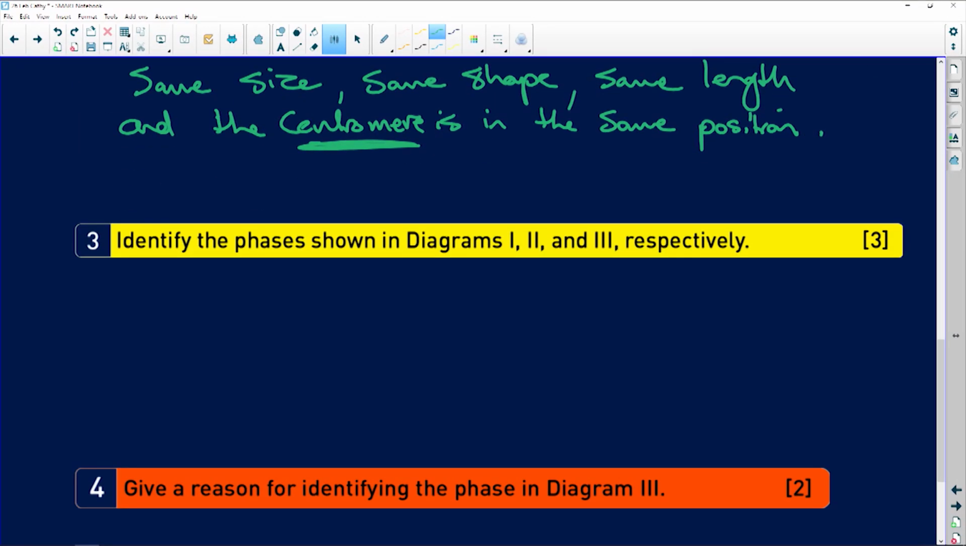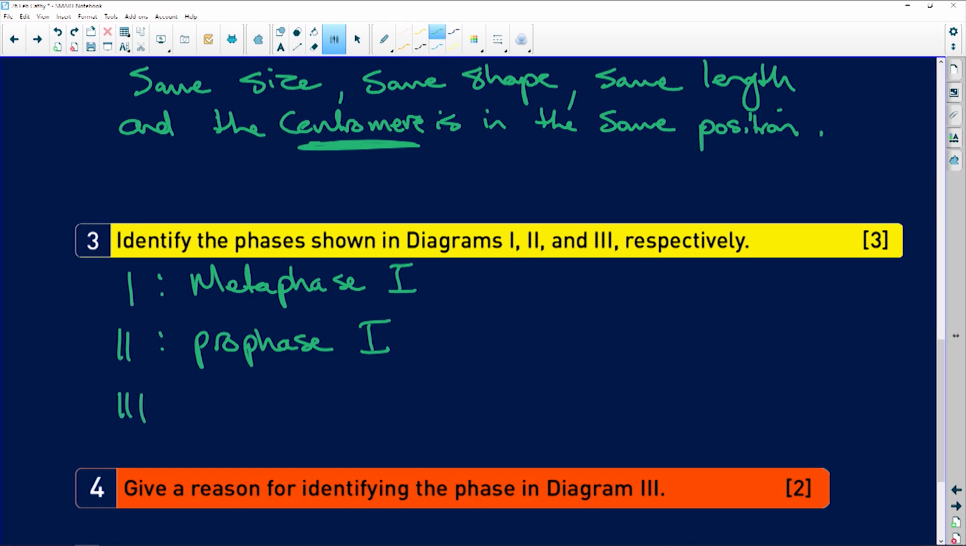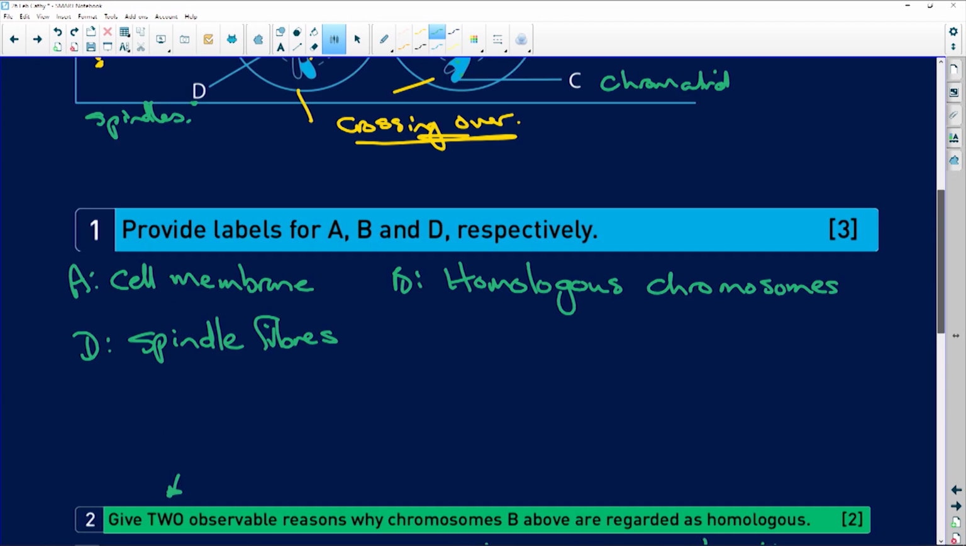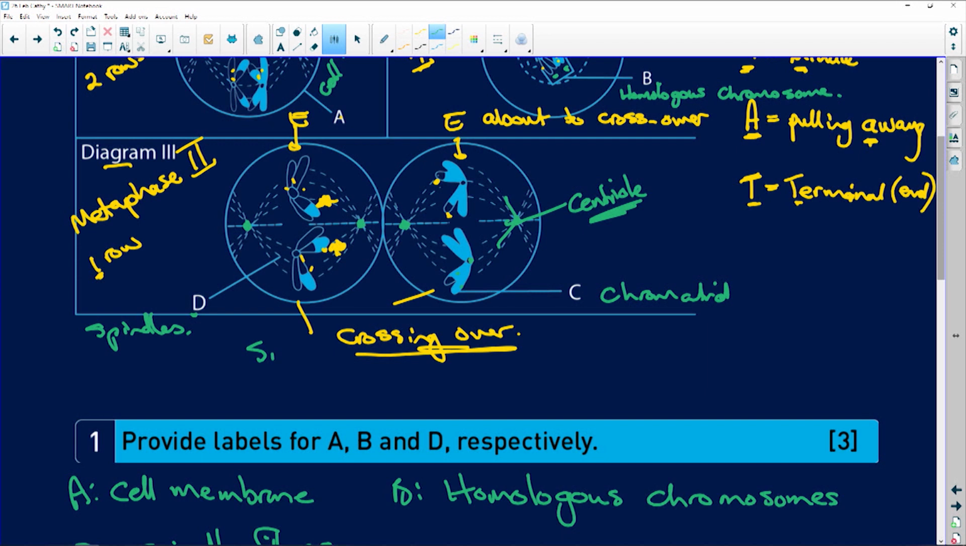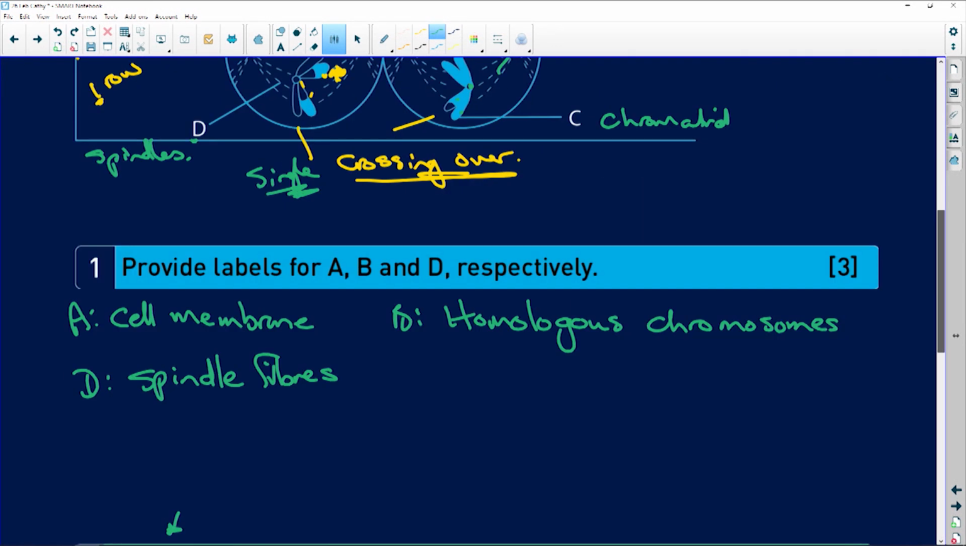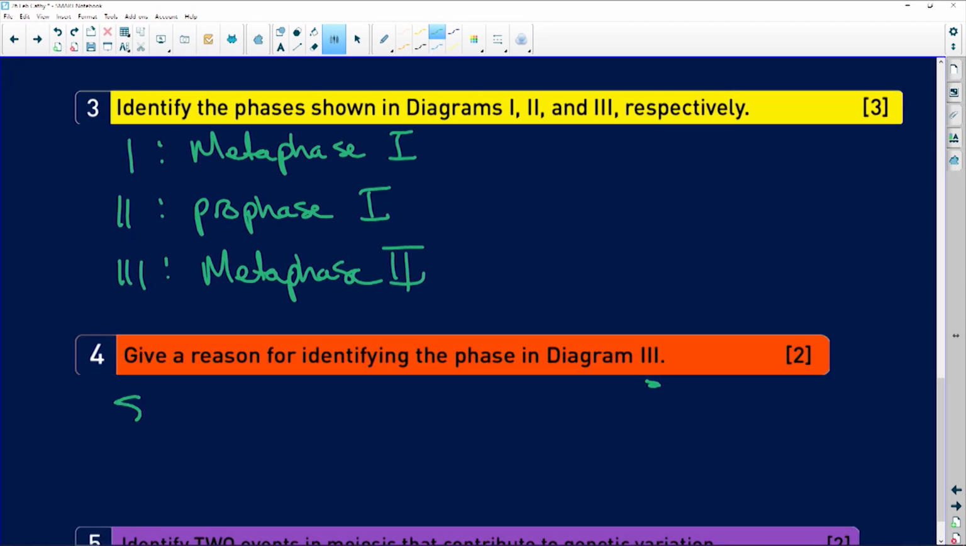Identify the phase shown in 1, 2, and 3 respectively. Well, I remember them. 1 was metaphase 1. Okay, 2 was prophase 1, and 3 was easy. That was metaphase 2. Give a reason for identifying diagram 3. Remember, I told you, what is our reason there? Is that we have a single row of chromosomes at the equator. And I'm running out of time here.